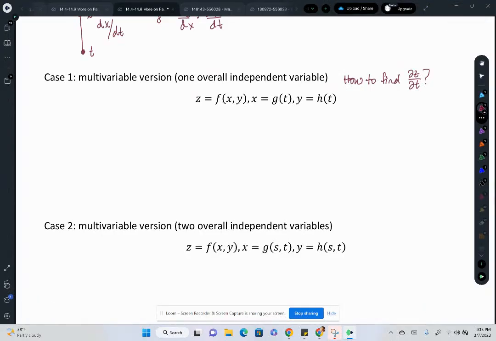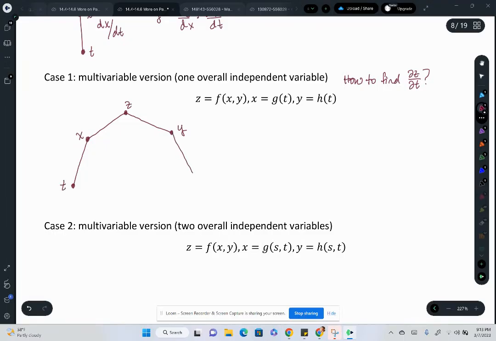Well, let's see. I have to start with z. And then z is a function of x. So let me get the z on there. And it is a function of y. So z is the dependent variable, x and y are the intermediate variables, and then x itself is a function of t, and y itself is a function of t. So if I want to get derivatives, like the derivative of z with respect to t, then it looks like I'm going to have to go down two branches to do so.